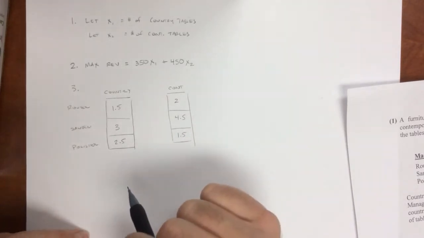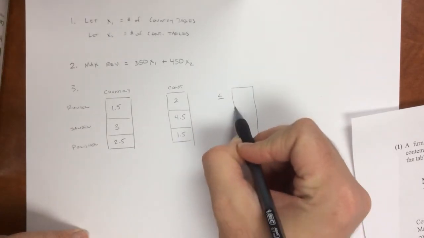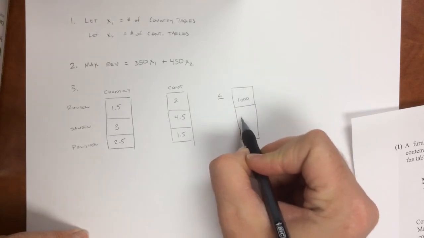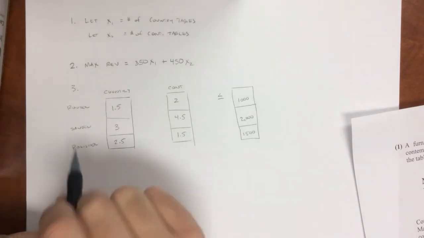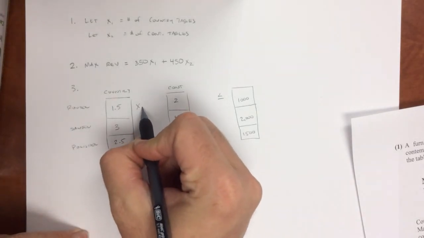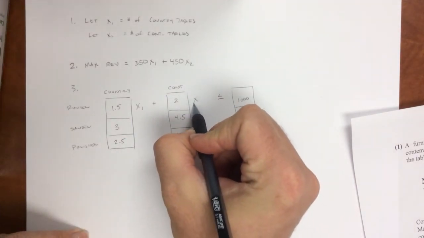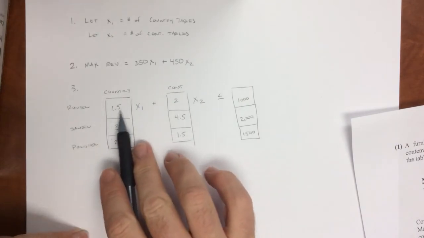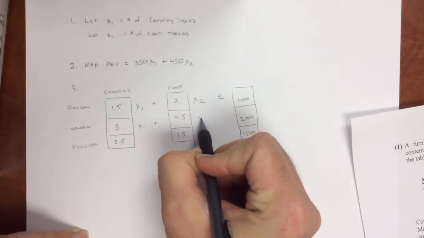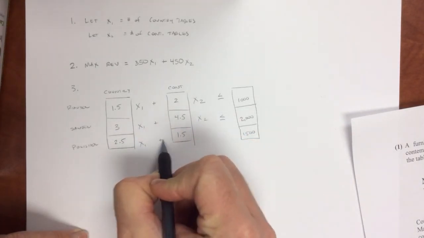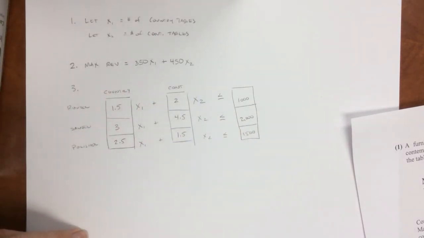Now this is very similar to what we've done before. We know that the time spent has to be less than or equal. So here's our constraint: we have 1,000 hours here, 2,000 hours here, and 1,500 hours there. So the router is 1.5 times the number of country tables x1 that I make, plus 2 times the number of contemporary tables that I make. And 1.5 x1 plus 2 x2 has to be less than or equal to 1,000. And same thing here. This is a very similar setup to what we did with example 1.